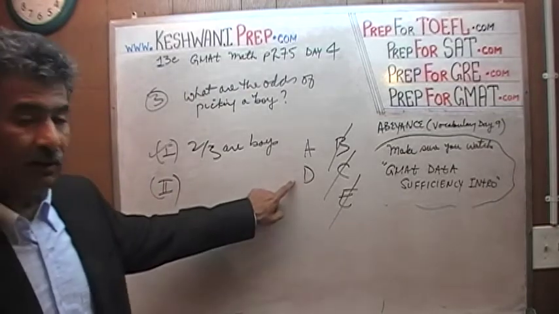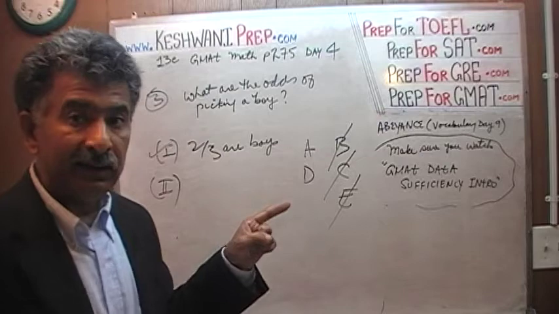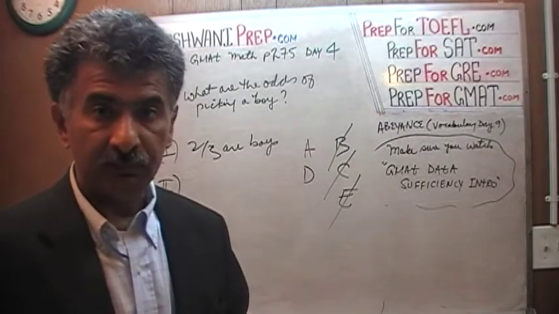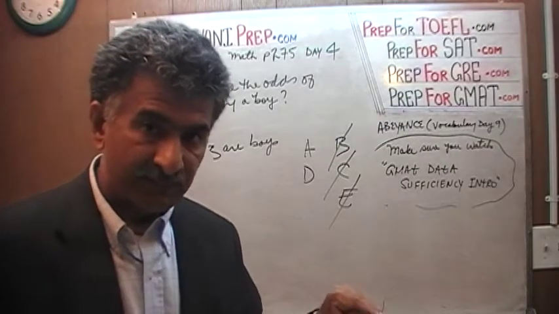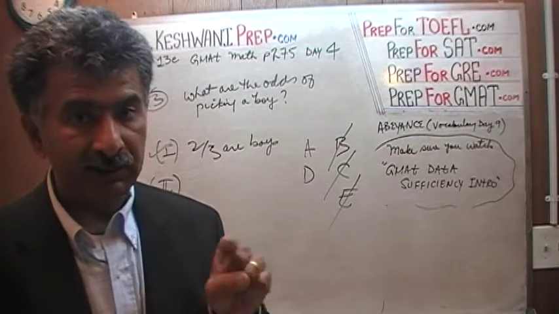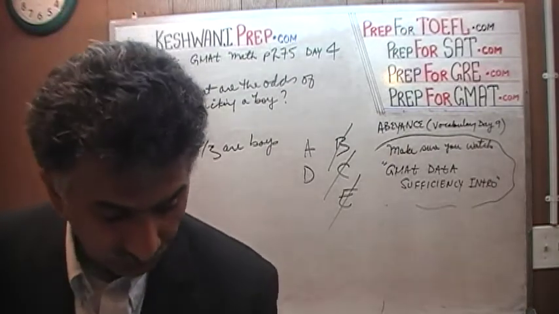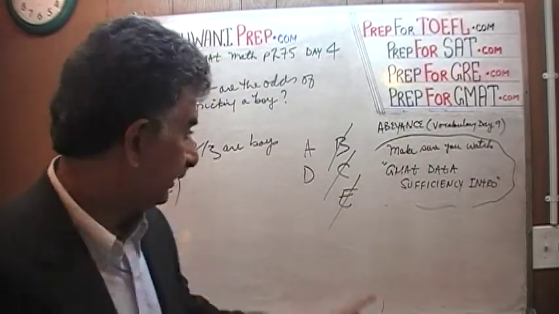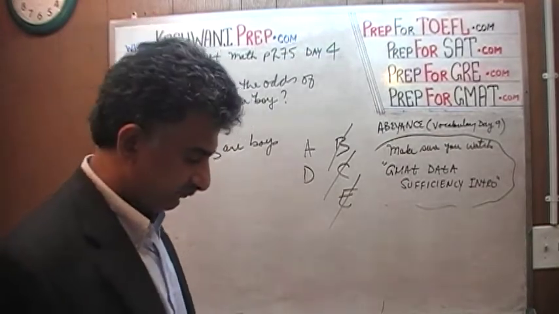D would be the answer if both statements individually, by themselves, can answer the question. Statement 1 by itself can answer the question, and statement 2 by itself can answer the question. If each statement can independently answer the question, then the answer would be D. So that's why we have to look at the second statement.